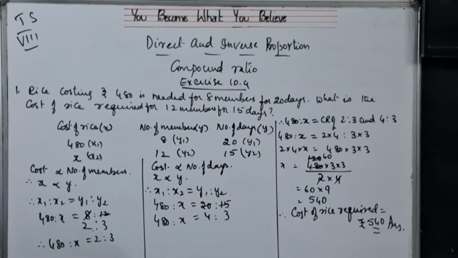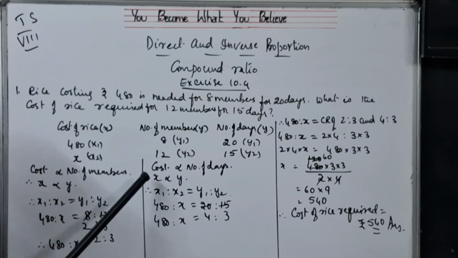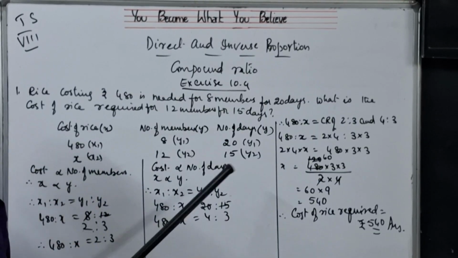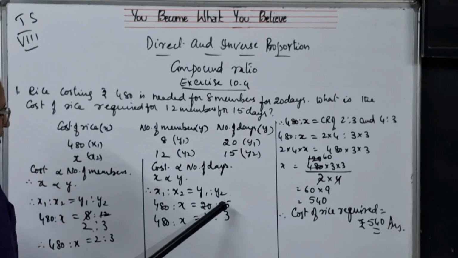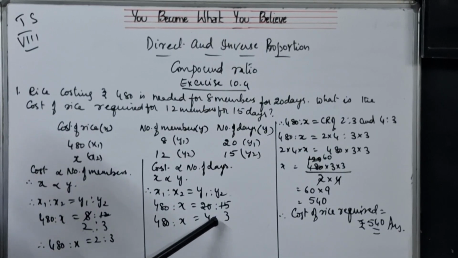Now, cost of rice and number of days. If days increase, they have to spend more. So both of them are directly proportional. So x is directly proportional to y. x1 is to x2 is equal to y1 is to y2. So 480 is to x is equal to 20 is to 50. So 5 fours are 20, 5 tens are 50. So 480 is to x is 4 is to 3.